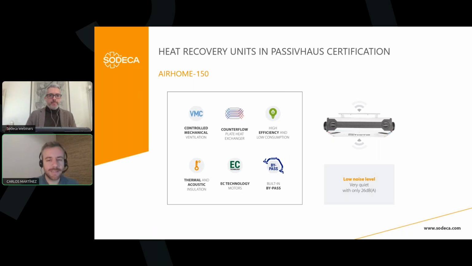One of the first characteristics I want to remark on is the low noise level of our equipment. It is very quiet, and we only have 26 decibels, measured in the installation room at 1.5 meters distance from the equipment. Basically, if we are standing, for example, in the bathroom, and the equipment is in the false ceiling of the bathroom, the noise level is 26 decibels. If you remember, the requirement for Passivhaus is 35 decibels. So we are quite below the level.